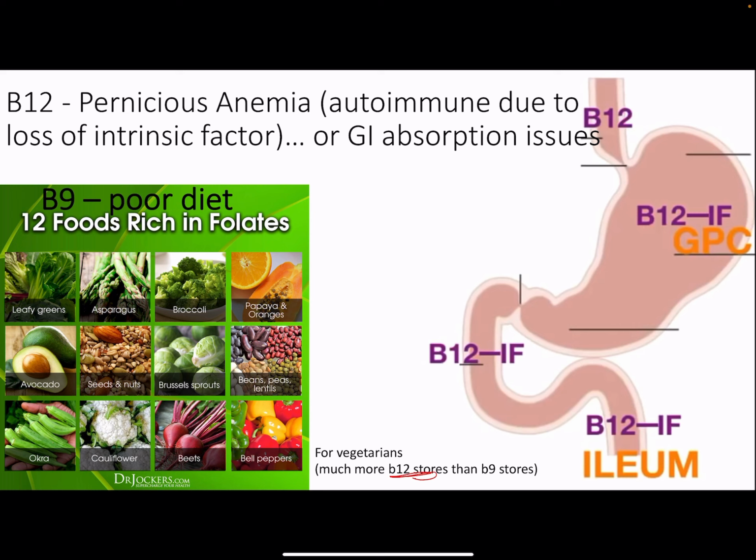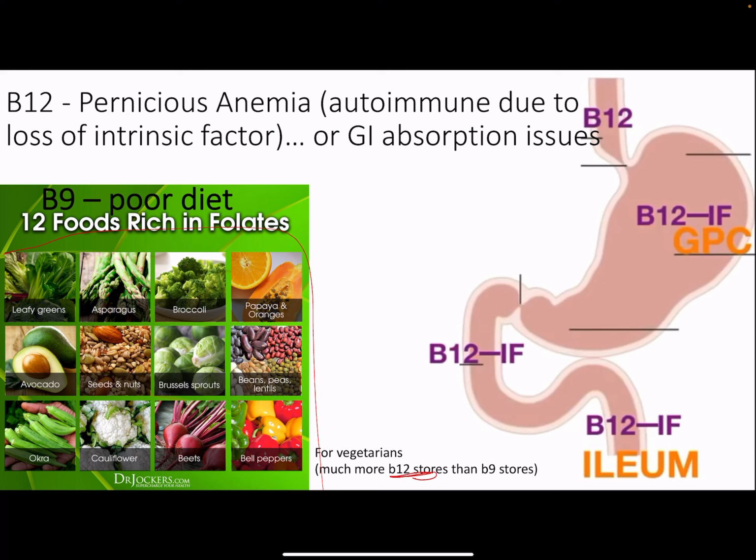If it's a diet issue, it's more likely that it would be a B9. B9 is going to be leafy green vegetables, and that might run out in a couple weeks. So B12, you have years of stores. B9, you only have a couple weeks of stores. So could be B9 due to a poor diet. More than likely, if it's B12, it's something called pernicious anemia.